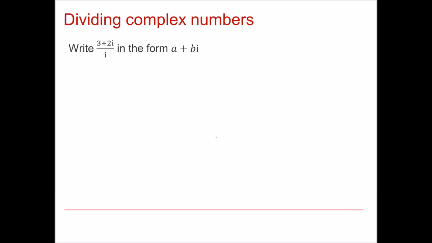So, dividing complex numbers is just like rationalising the denominator with surds. You could call it realising the denominator, though nobody does. We want to make the denominator just a real number. We can do that by multiplying it by i, so that we get 3 plus 2i all over i is equal to, multiplying the denominator by i, we get i squared, and then we need to do the same to the numerator.